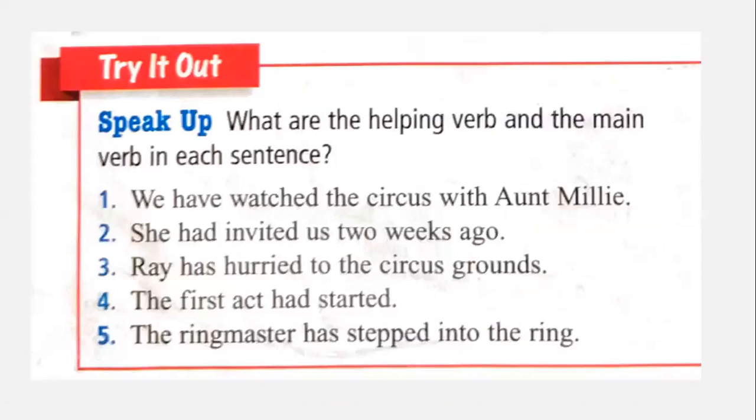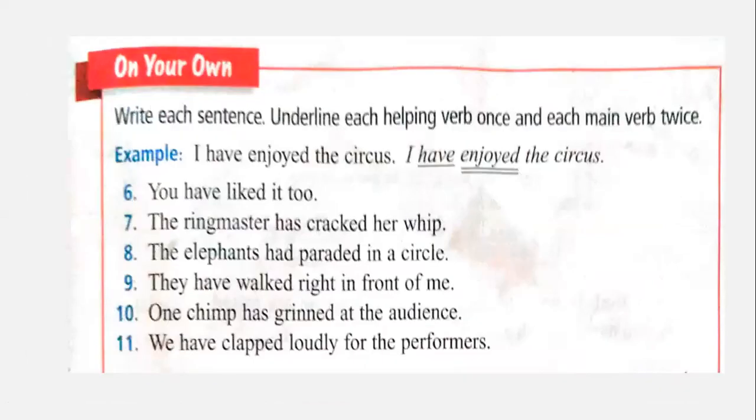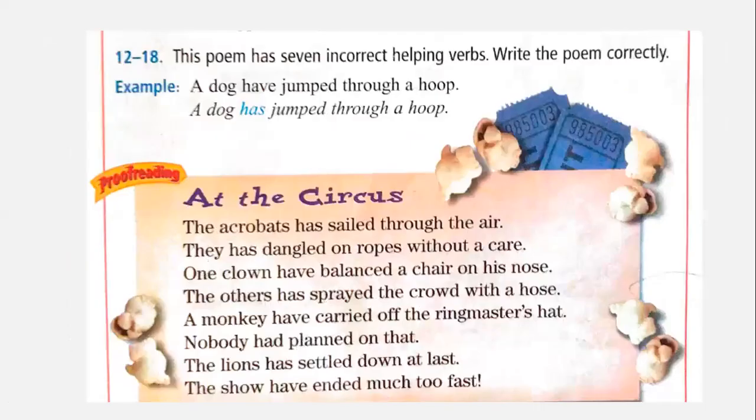So, where were we? Okay, so we did this one, so now we're here. 12 through 18. This poem has 7 incorrect helping verbs. And this is my favorite part because we have to do some proofreading. Love it. You are not going to write the poem correctly. We are just going to discuss it.